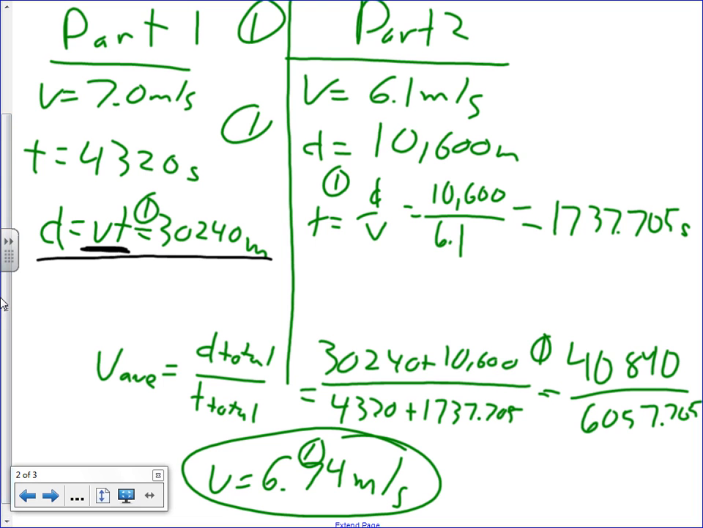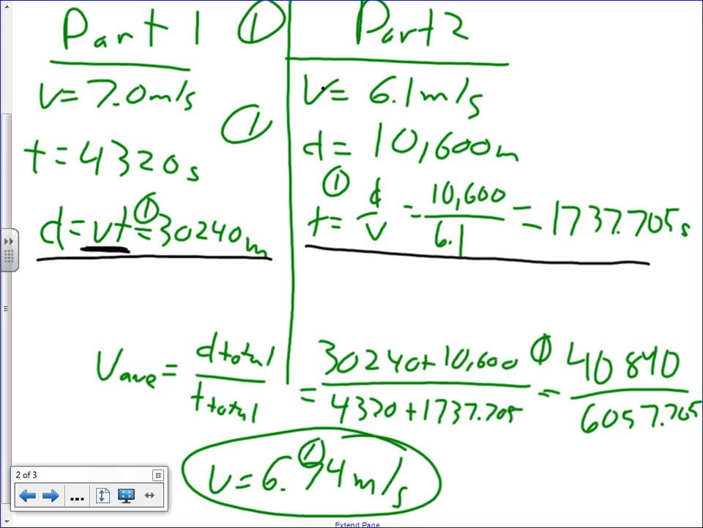And then for part 2, you get a mark because we don't have the time for part 2, but again, because we have v and d, we can find it. So a mark if they've done this step here, where they've done t equals d over v, 10,600 over 6.1, which gives you 1,737.705 seconds. If they just have the 1,737, you can give them a mark.